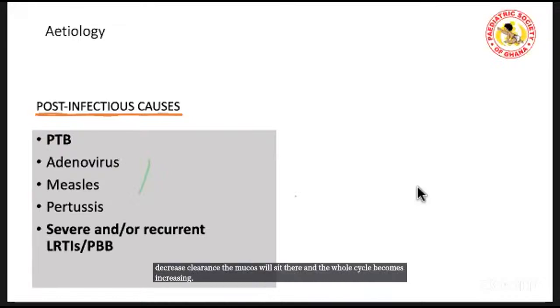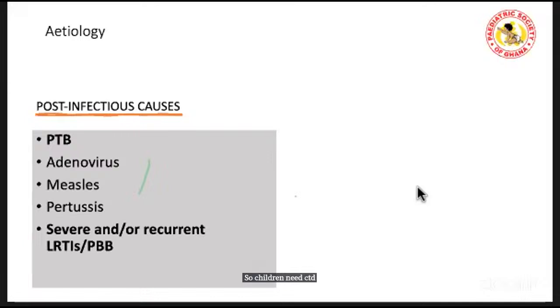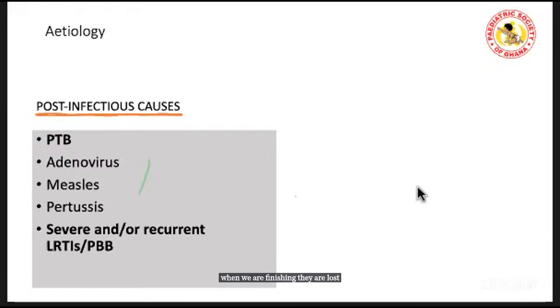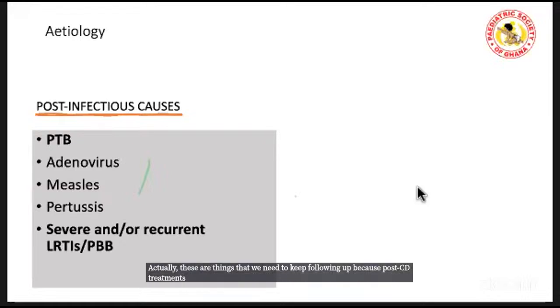So children with PTB are one of the cohorts of children that we should be really following up, because after diagnosing TB in kids, we put them on 6 months of treatment. When they finish, they are lost in the system. But actually, these are kids that we need to keep following up, because post-TB treatment, we can still have complications.